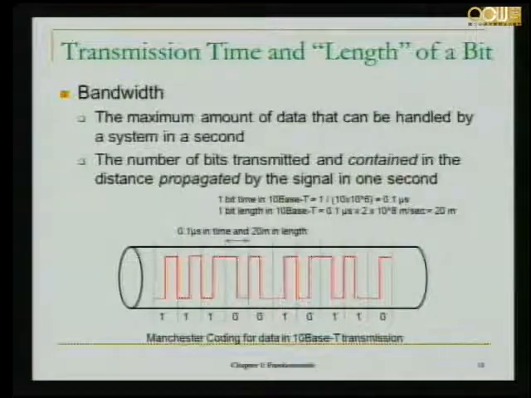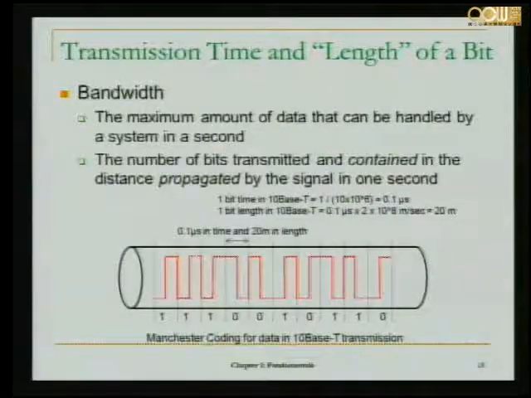So if this is the actual signal that is propagated, because it's a digital waveform in the 10 megabit per second Ethernet, and this is 1 bit, then 1 bit time is how much time it needs to transmit this signal. It takes 0.1 microsecond to transmit. So that's the transmission time.